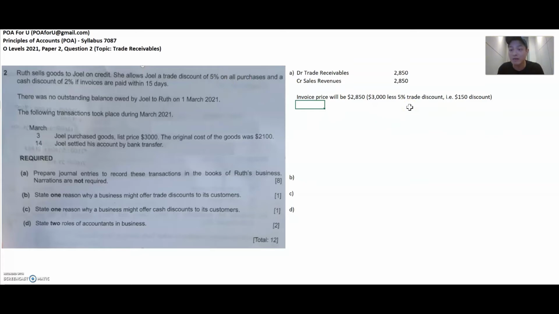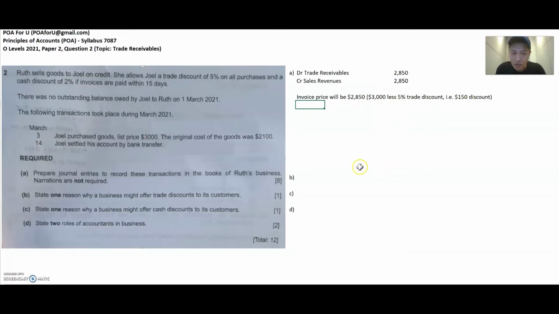And trade discount is something that is given to the customer at the point of sale. So at the point of selling this to Joel, Ruth has already given that 5% discount, and therefore the effective sales price is only 2,850 because that's 3,000 less 5% discount, which is 150. Now, that is the first part of the journal entry on the 3rd of March.